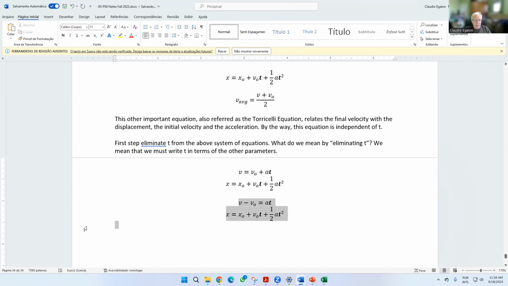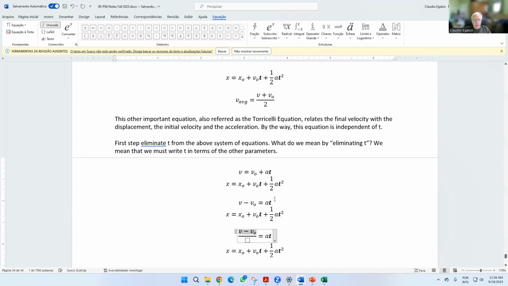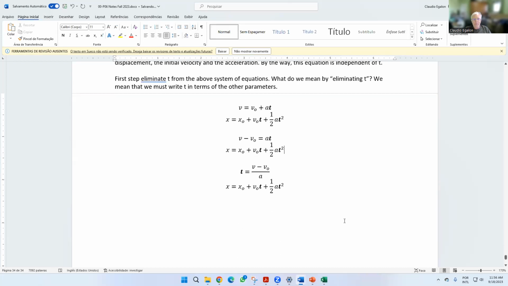In the next step, we divide that by a. Okay, like that. Like that. And now we can substitute that right here. And when we substitute that right here, we get what we call, right? The Torricelli equation.